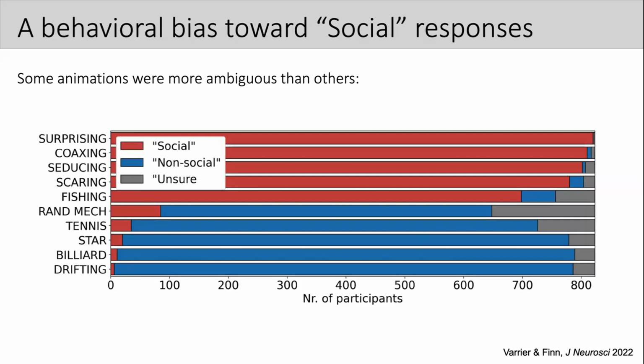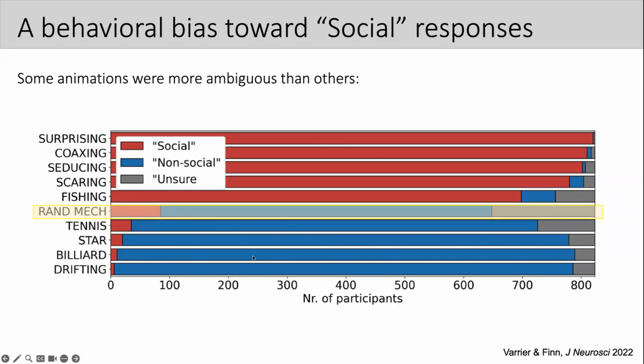And then for the neuroimaging data, we started with this single animation. This one was called random mechanical. It was intended to look random. And as you can see, most people called it random, but actually almost 100 people in this data set got a social percept from this animation. Even though that's not a huge percentage-wise, it's a pretty big number in absolute terms for neuroimaging experiments.